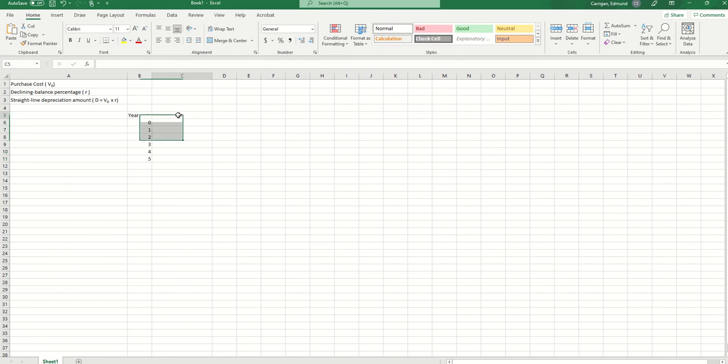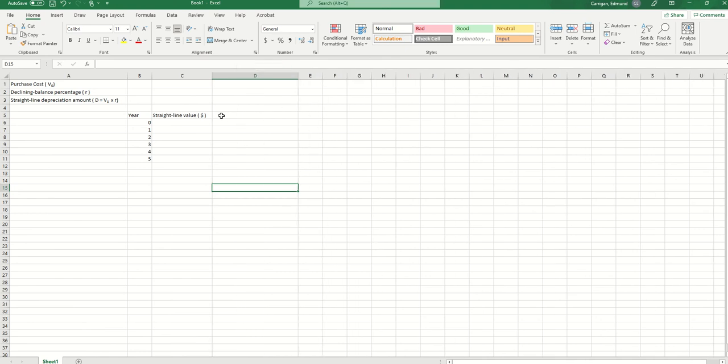I've got straight line value as my heading. And a bracket and a dollar sign to tell me that that is my unit. And in this one, I have got declining balance value. Same thing, dollar signs. All right. Now, what I'm going to do here above it is put the formulas there so I know what formula I'm actually putting in.